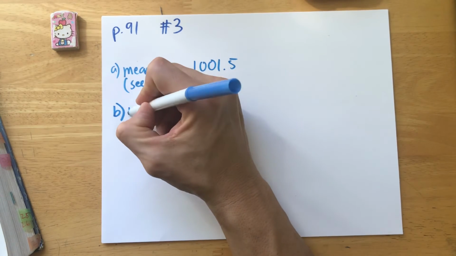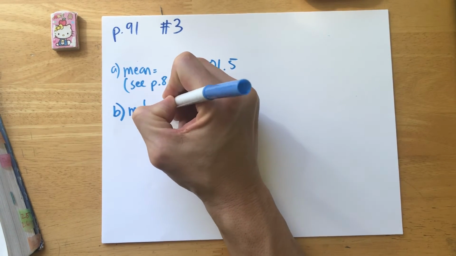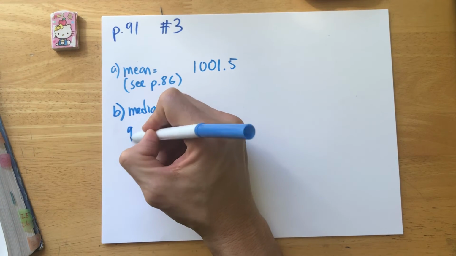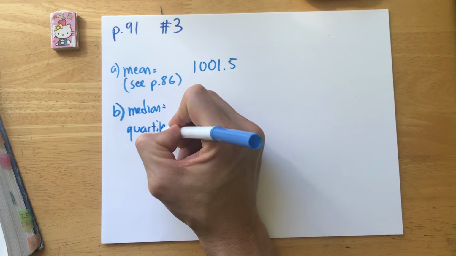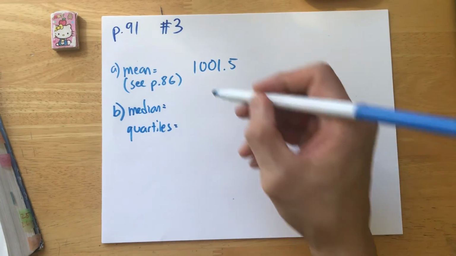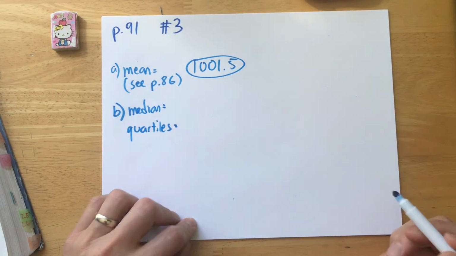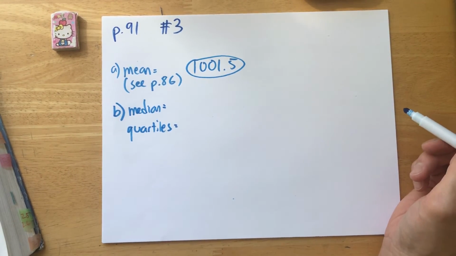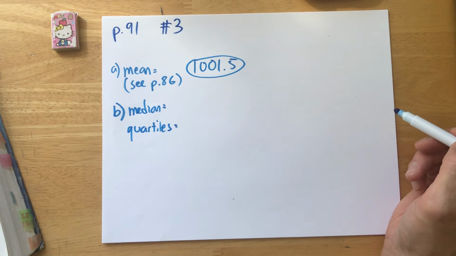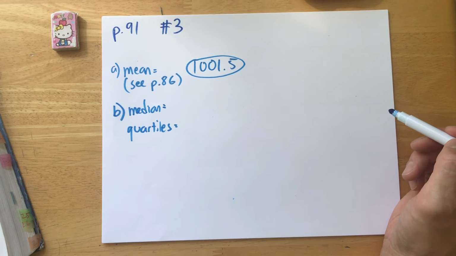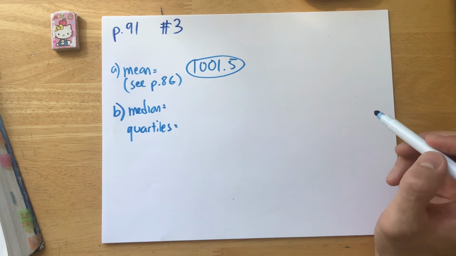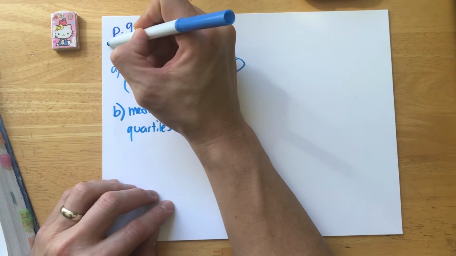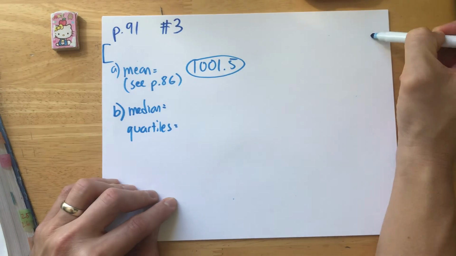Now we want to find the median and the quartiles. This time I'm not going to cheat; I'm going to actually do this by hand. For the median and quartiles, the values that they gave you, you have to put those in order. So I'm just going to rewrite these values up here, if it's okay with you.